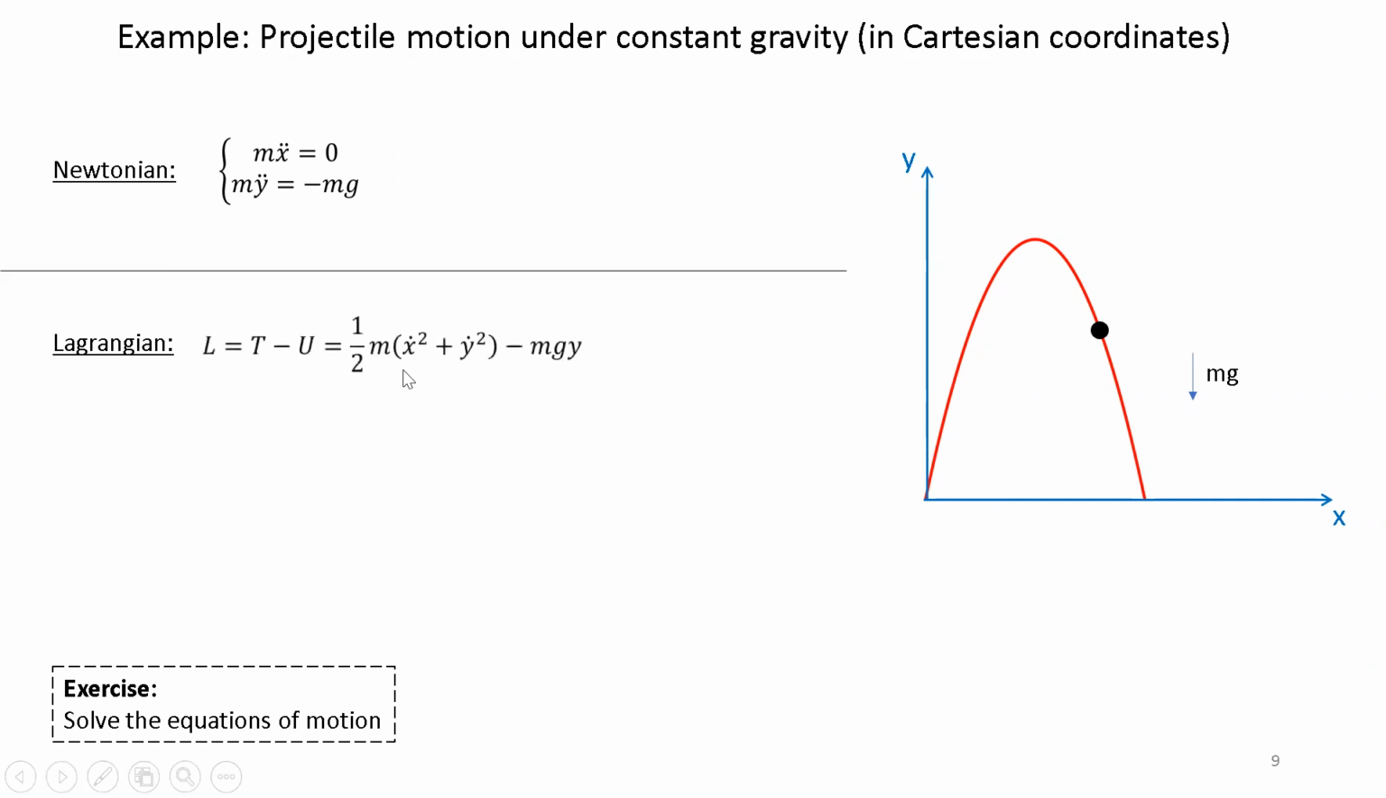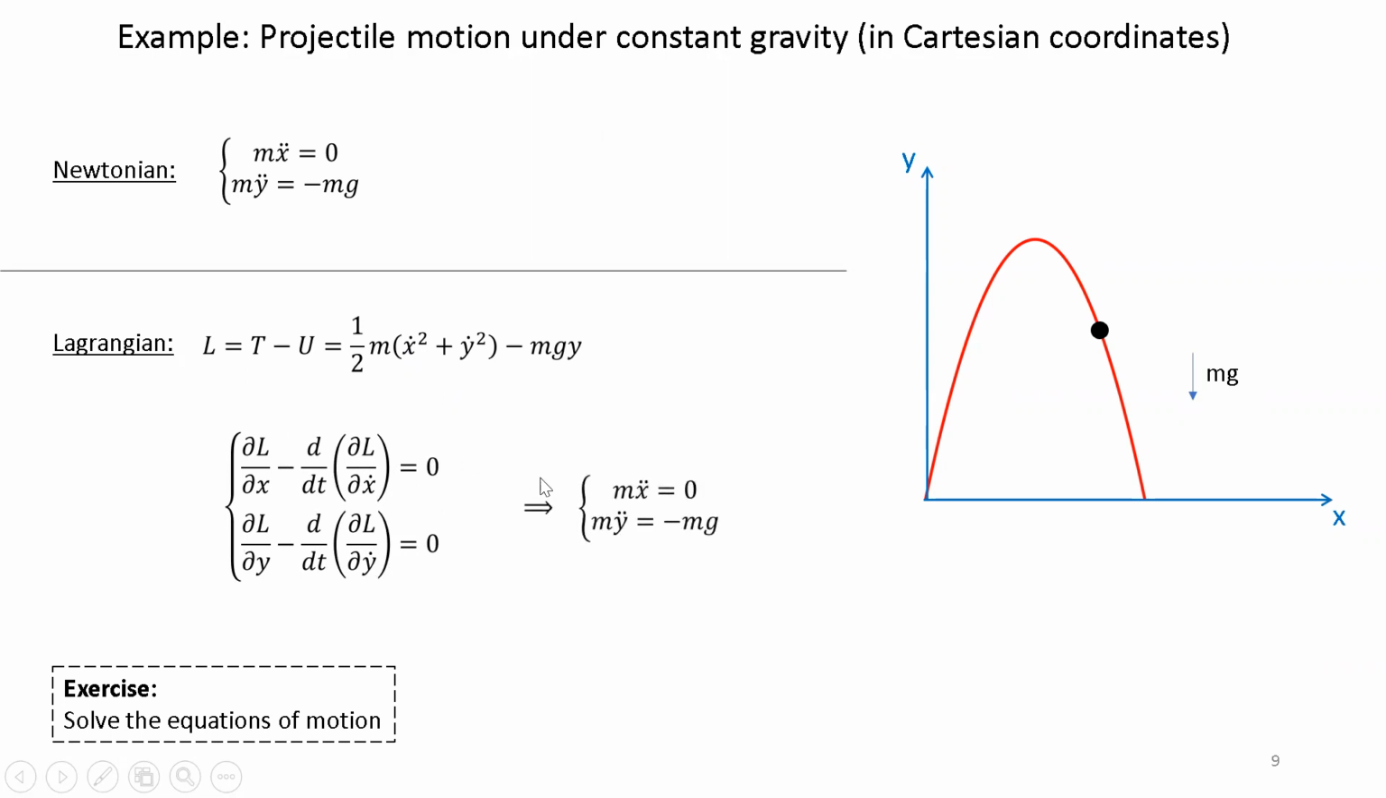Then I have this T minus U, the potential energy. Because of this 2-dimensional case, I will have to write down Vx squared plus Vy squared, and the potential energy is minus mgy. Now apply the Lagrange equation twice, for the x direction and the y direction, and you realize that of course you get the same thing as the Newtonian equation.